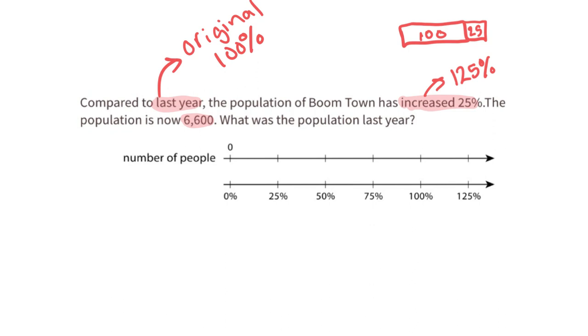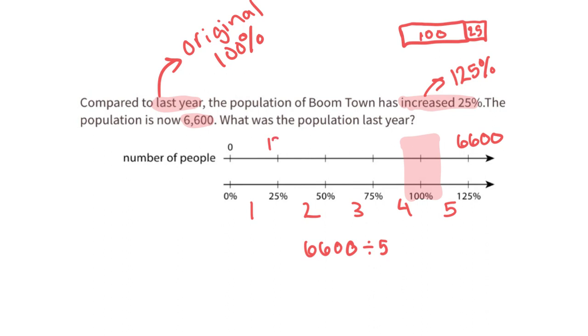So 125% is what we know. We know that is 6,600. We want to figure out what is the population at 100%. That's what we need to find out. So I'm going to figure out the amount of increments I have. 1, 2, 3, 4. There's 5 increments of what I know. So I'm just going to go 6,600 divided by 5. And what we get is 1,320.